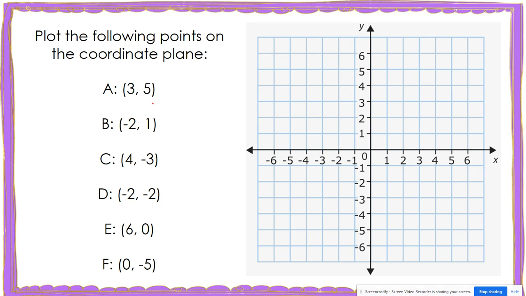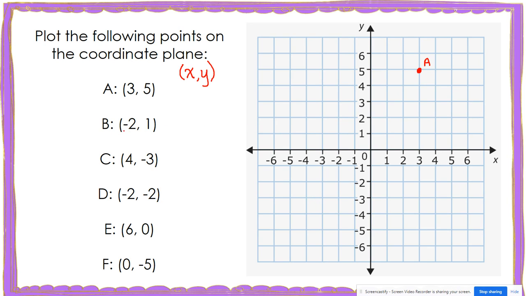A has the ordered pair 3, 5. I remember that an ordered pair is always in the form x, y. So that means our x value here is positive 3, and our y value is positive 5. Whenever I plot a point, I always start at the origin. And since my x value is positive 3, I'm going to move 3 units to the right on my x-axis. So I'll move 3 units right. And then since my y value is positive 5, that means I'm going to move up 5 units on my y-axis. And then I'm going to place a point and label it as A.